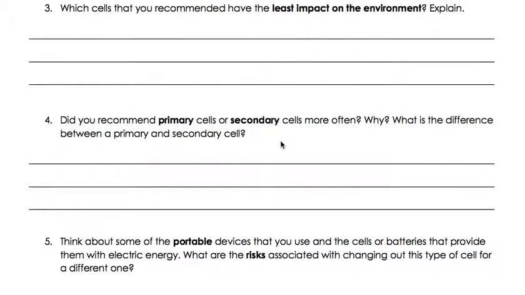application, and also looking at the patterns of your recommendations. What cells are more widely used in our everyday lives for these different things? Are we relying on primary or secondary cells more often?